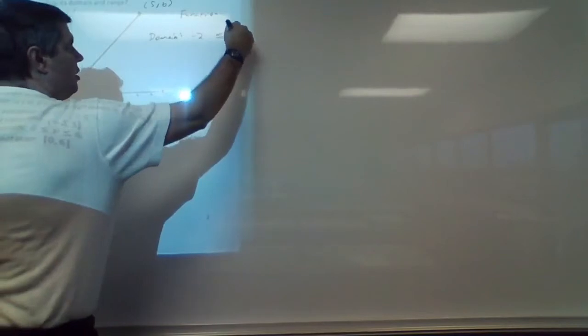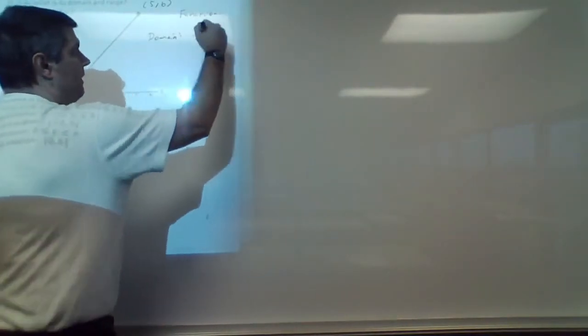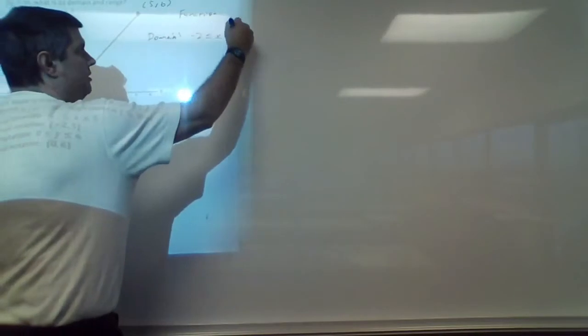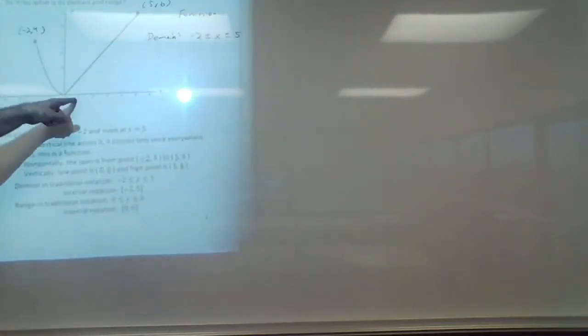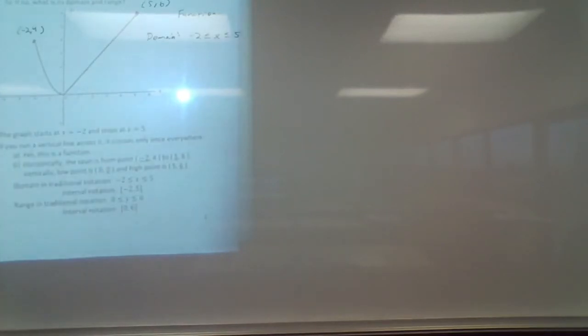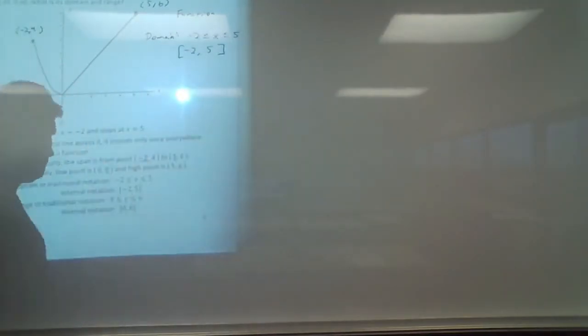So that's -2 is less than or equal to x, which is less than or equal to 5. Okay? Or in interval notation, those are closed dots. So -2 to 5. Okay?